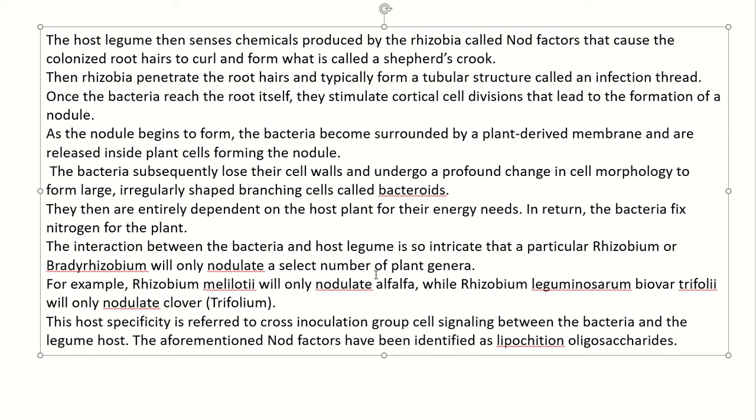Rhizobium meliloti only nodulates alfalfa. So certain crop species have a certain rhizobium bacteria, and they have a particular name. So that chart you have to remember. As I said previously, why is natural farming not possible? Because of the colonization of crop-specific nitrogen bacteria.